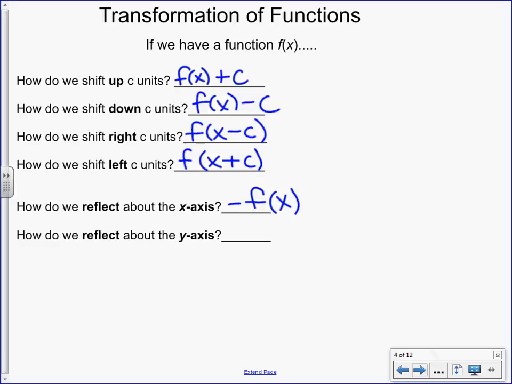Here again, if we're reflecting about the x-axis, if we're going from up here to down here, our y-coordinates are being affected. That negative is on the outside of our function. Okay, how do we get a reflection about the y-axis? Probably something with a negative. The negative's going to go inside, at the negative x.